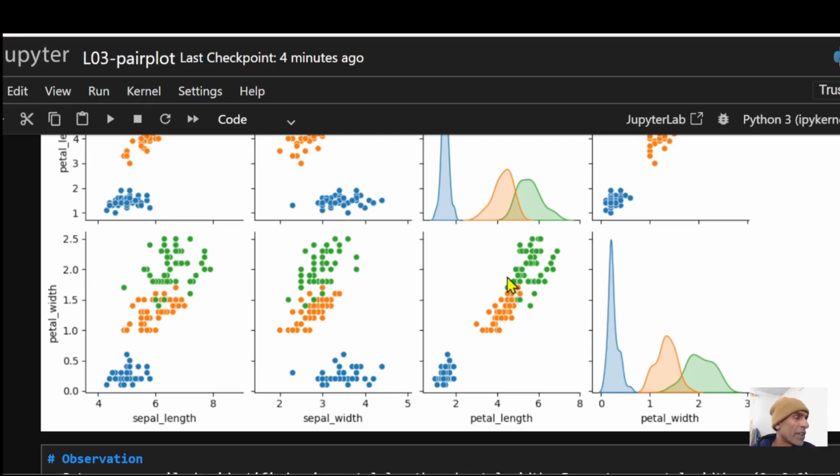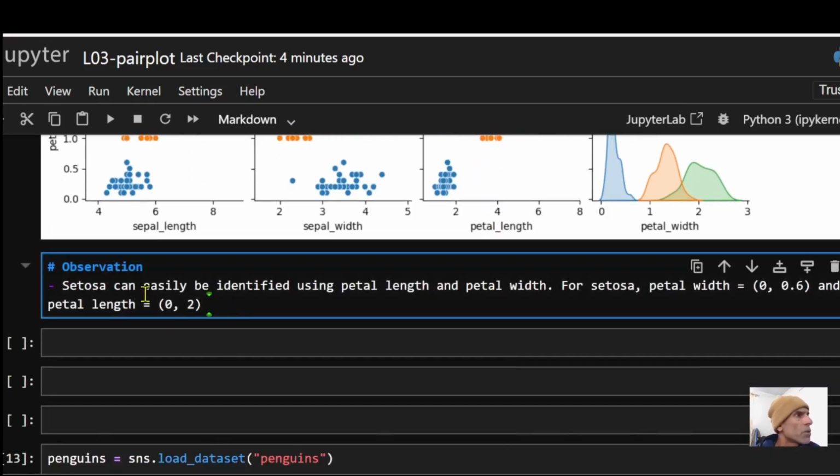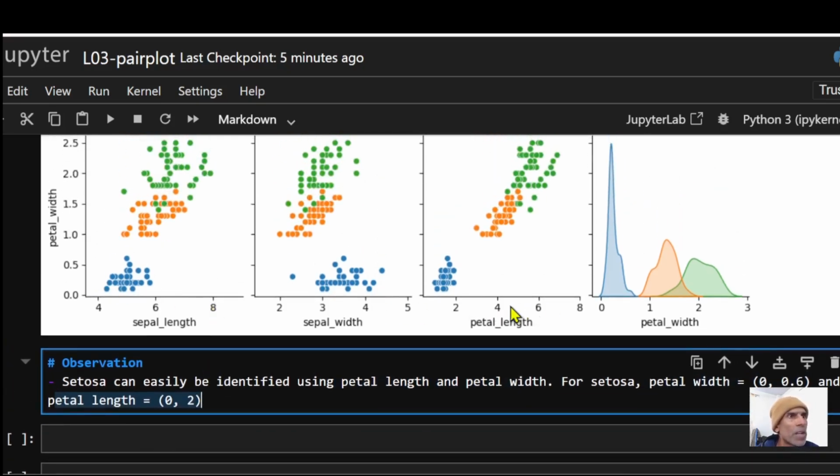So this way you can identify each one of them. Okay, so this is the conclusion I wrote over here. The Setosa can be easily identified using petal length and petal width. For Setosa, the petal width is going to be between 0 to 0.6, and your petal length is going to be between 0 to 2. We just saw that over here.